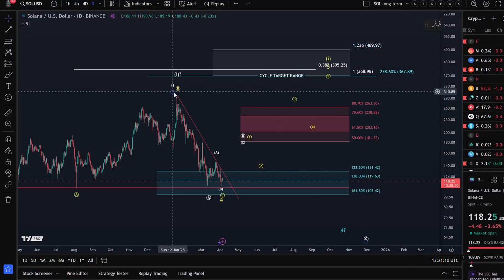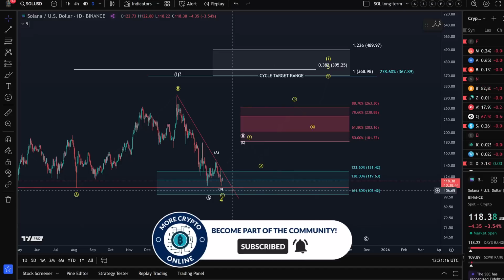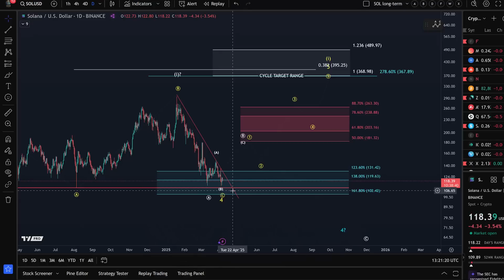The Solana chart continues to be below this trend line. We talked about that trend line over the last few days. This red descending trend line on our long-term chart, and the price has been respecting this now for quite some time.